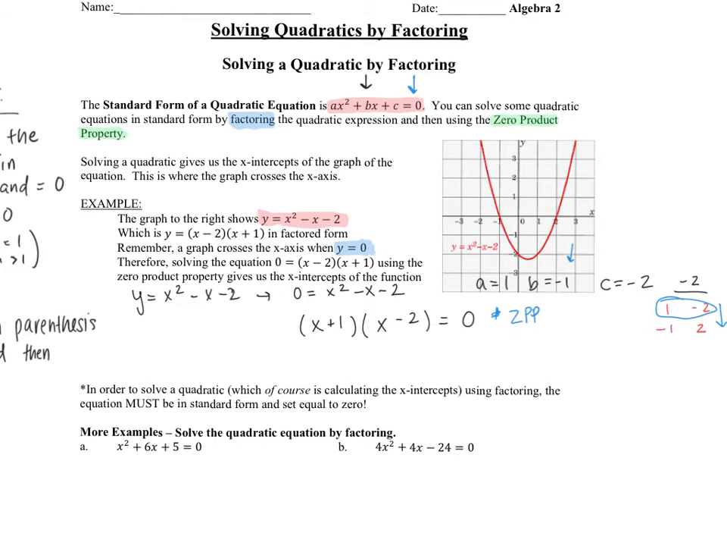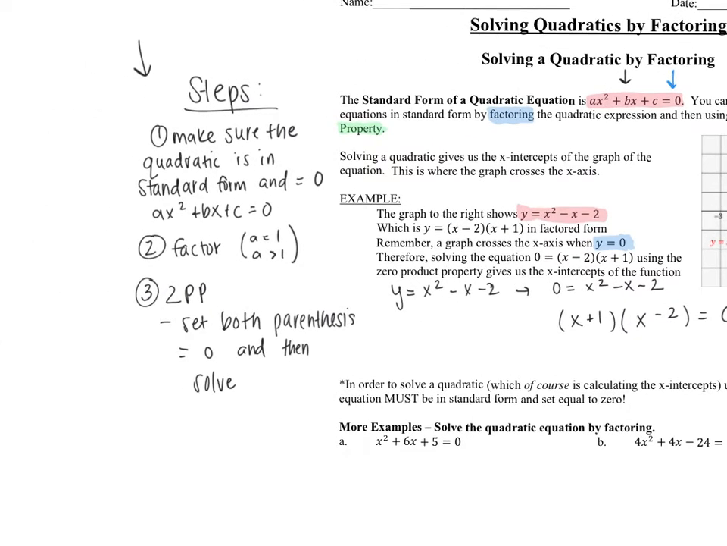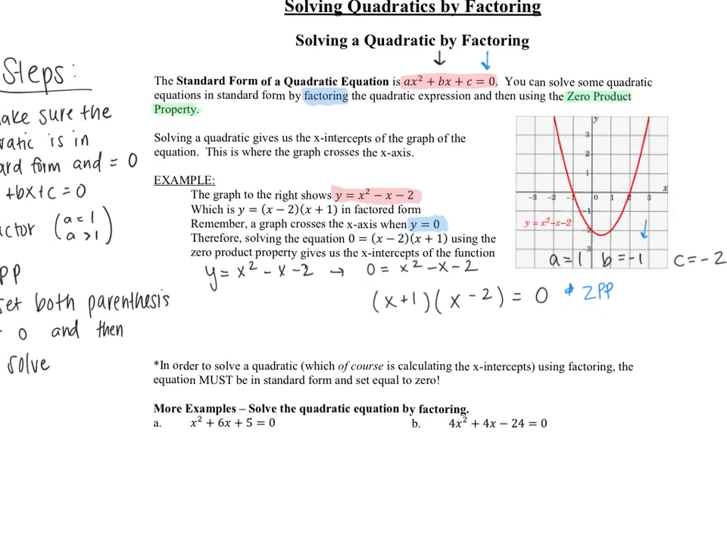And remember, the step of the zero product property is set both of the parentheses that you have equal to 0 and solve. So that's exactly what I'm going to do. I'm going to set x plus 1 equal to 0 and x minus 2 equal to 0. Okay? And then I'm just going to go ahead and solve. So I'm going to subtract 1 from both sides. These cancel, and my answer is x equals -1.